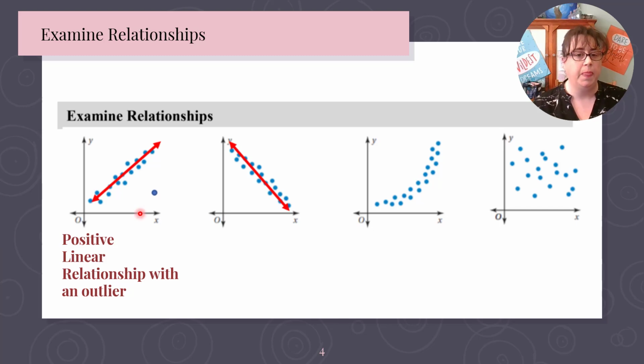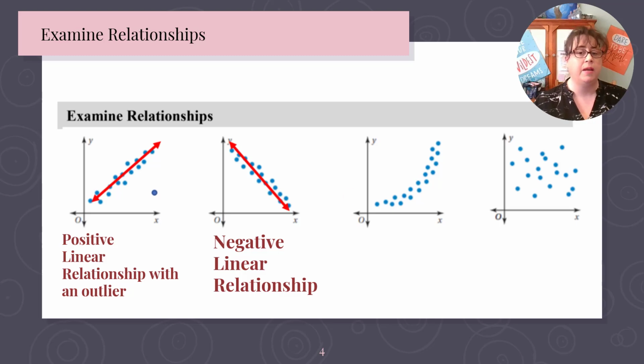The next one, if you were to stand right here, you'd be going downhill. And so this would be called a negative linear relationship. And on both of these, why are they called linear relationships? It's because they're making a straight line.